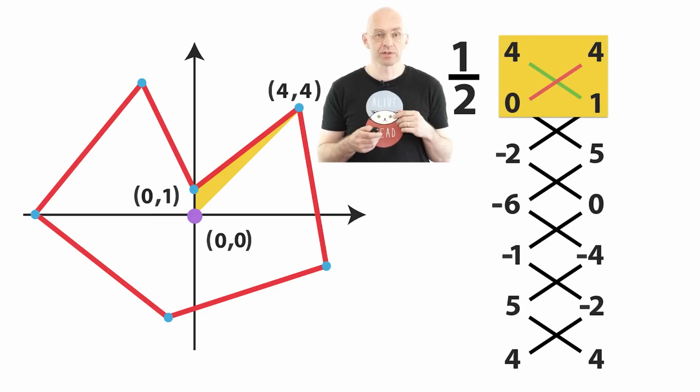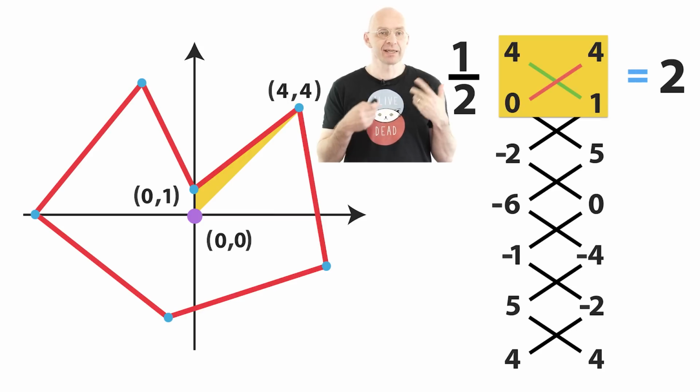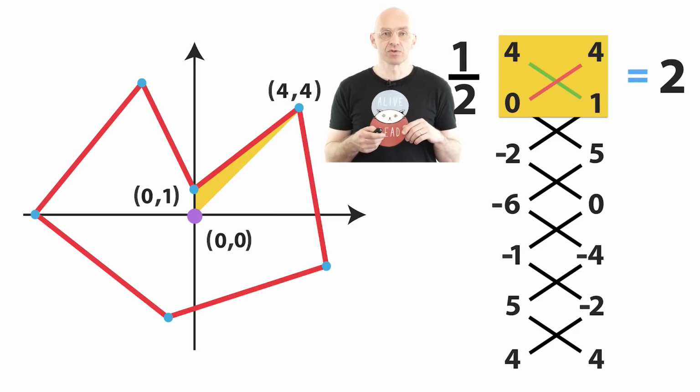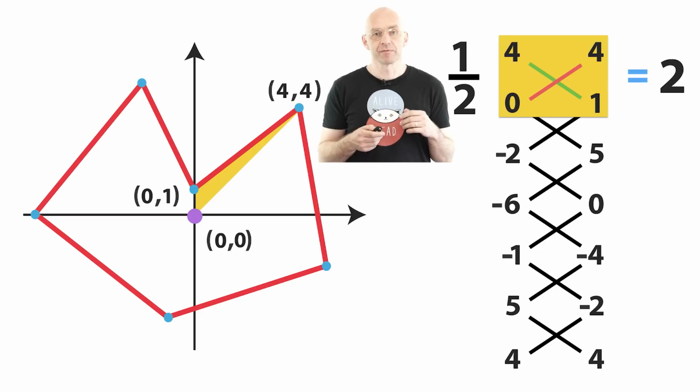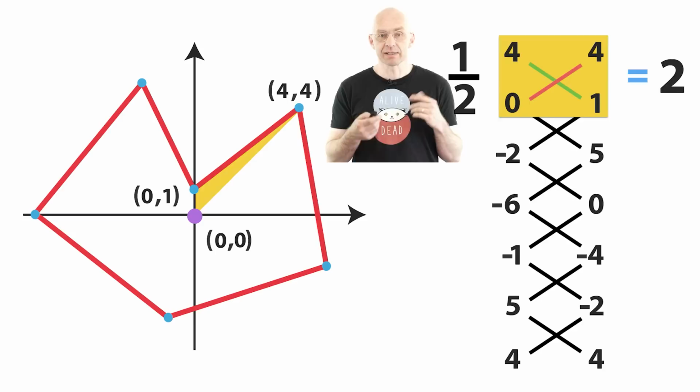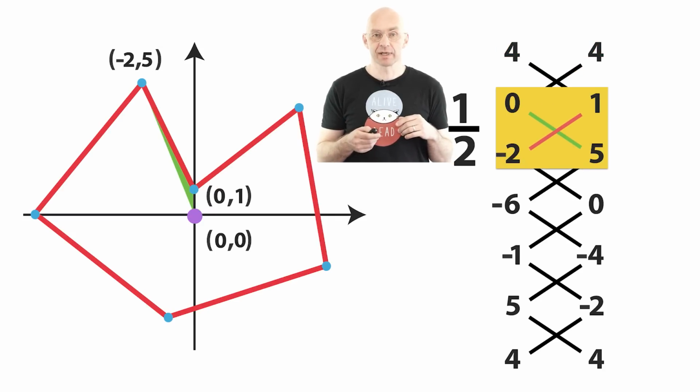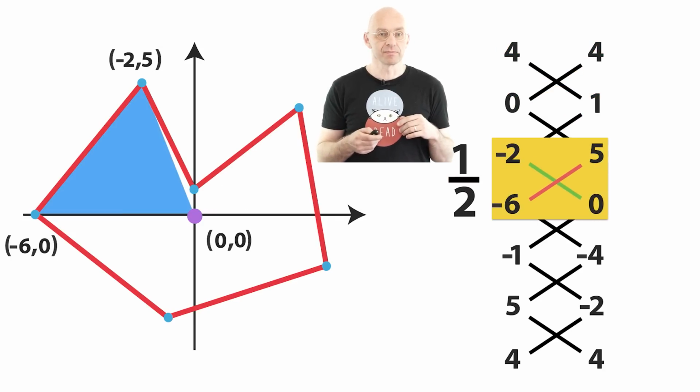So again, the first cross is equal to 4 times 1 minus 4 times 0 equals 4, and half that is 2. And it's actually easy to check that this is true using the good old half base times height area formula for triangles. Okay, now the area of the second triangle is 1 half times the second cross, and so on.